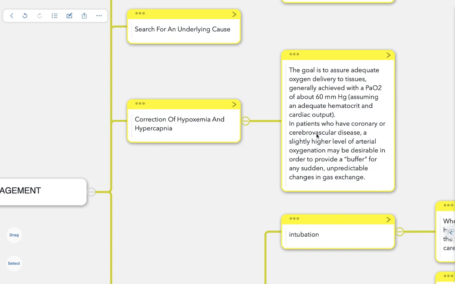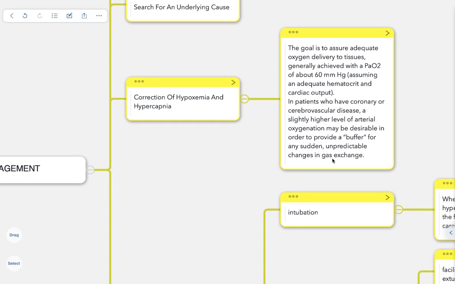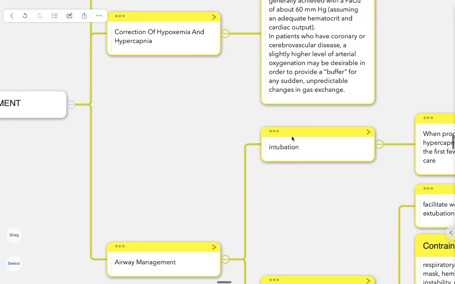This happens when you have a target of 60 millimeters of mercury in your mind, assuming that the hematocrit and cardiac output are normal, the patient is not having any kind of anemia, or the ejection fraction is not low. But in patients who have coronary and cerebrovascular disease, a slightly higher level of arterial oxygenation target should be desired. This actually provides a buffer for any sudden or unpredictable change in the gas exchange.